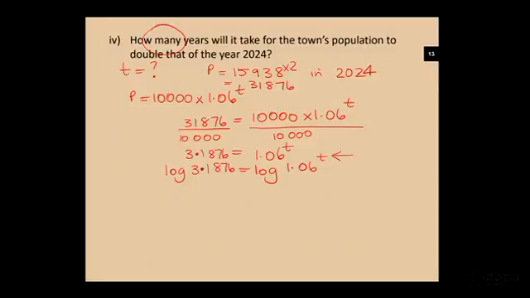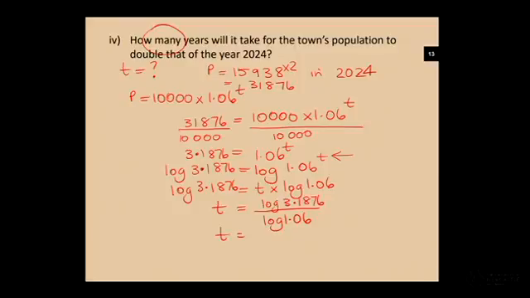So the reason why I'm putting the logs there is so that that t can come down. So this is t multiplied by the log of 1.06. Or I could say that I'm checking whether you're all awake. I'm dividing by the log of 1.06. I tend to swap my sides over, but I'm very cautious. On the top it's the log of 3.1876. Again, just that crucial small detail. When you go to the calculator, make sure you have log on the top and log on the bottom.